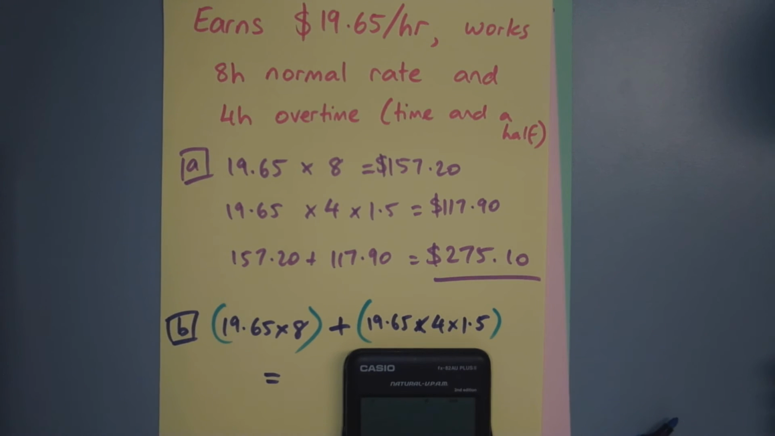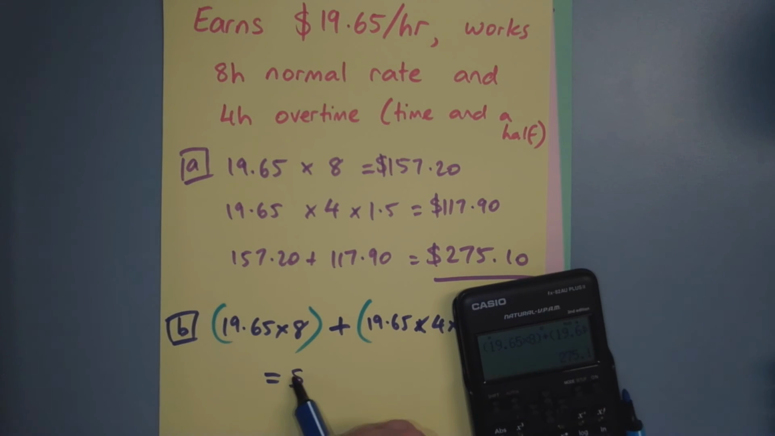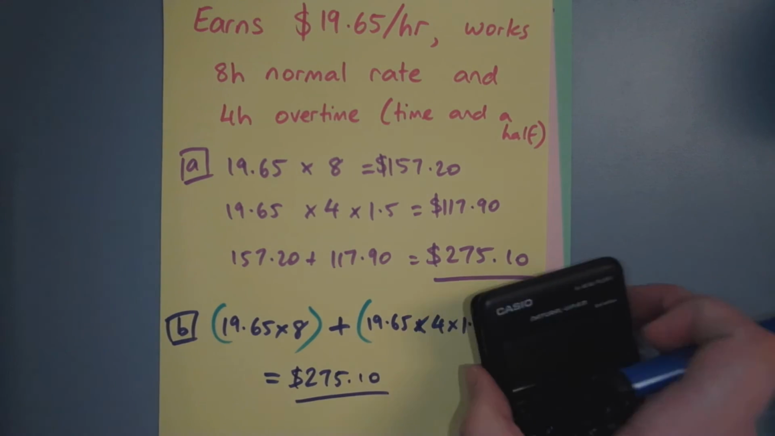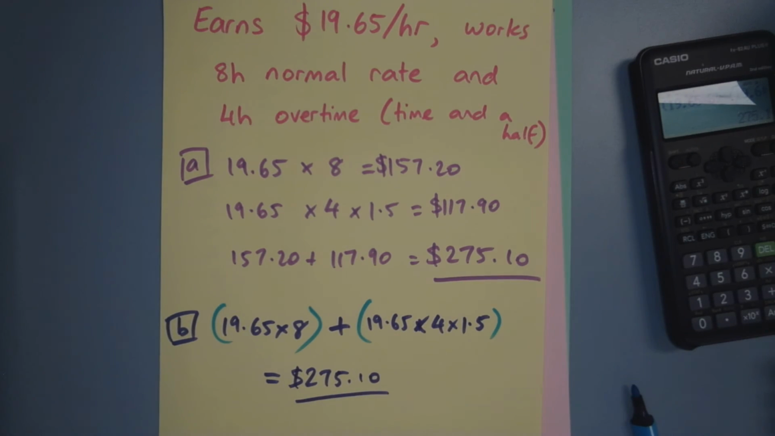Let's just double check that. $19.65 times 8 plus the separate bit, $19.65 times 4 times 1.5. Oh, I've got a mistake there in the typing. Times bracket. There we go. No, that should be a plus. Sometimes the calculator is where the error happens. There we go. $275.10. That's usually neater to do in one line rather than doing it in 3, but whatever works for you, just so long as you're pretty consistent with it.